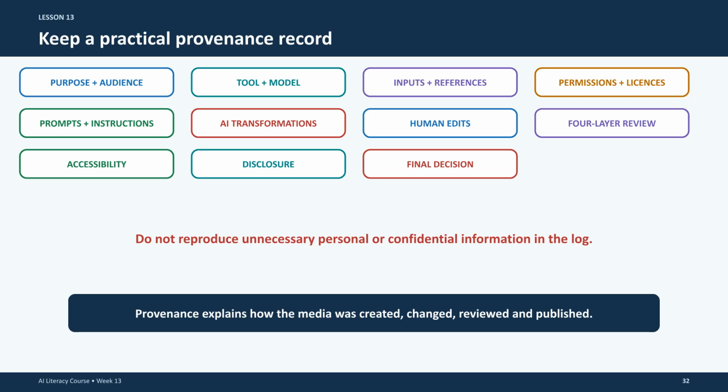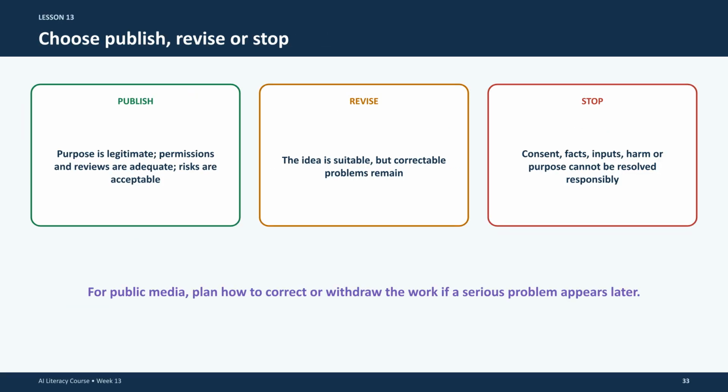Maintain a comprehensive provenance record for your media. This log should cover the purpose, tools, inputs, licenses, prompts, edits, 4-layer reviews, and final decisions. It serves as your internal verification of responsibility, but be careful not to include any unnecessary personal or confidential data within these logs. After your review, choose the path for your media. Publish, revise, or stop. Publish only when everything is legitimate and risks are managed. If there are correctable issues, take the time to revise. If you cannot resolve problems related to consent, facts, or safety, you must have the discipline to stop the project.